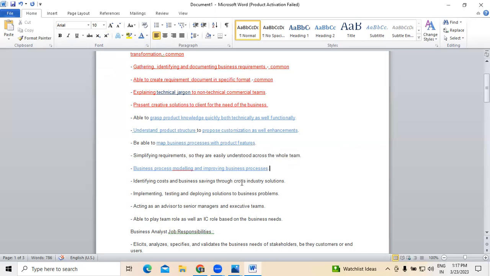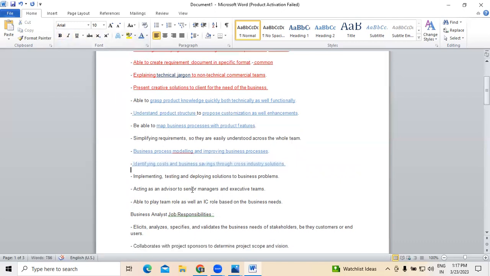Next, identifying the costs and business swaying through across industries, because this is generally a win-win situation. Any customer, whoever wants a solution to be provided, it must be a win-win situation for the customer also. So this is what the context was.